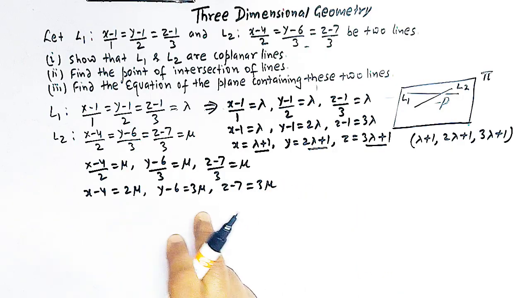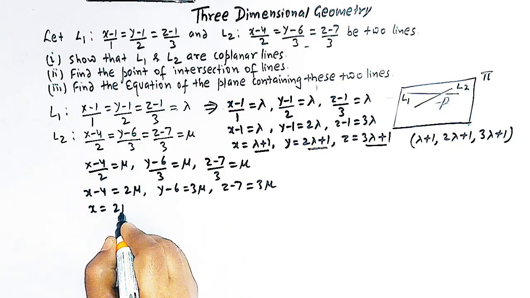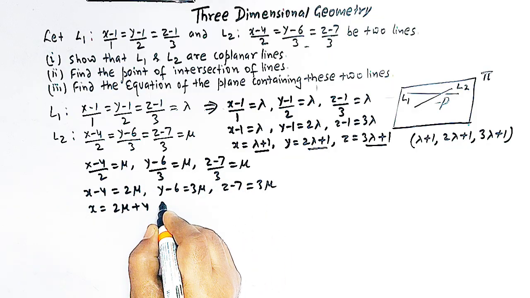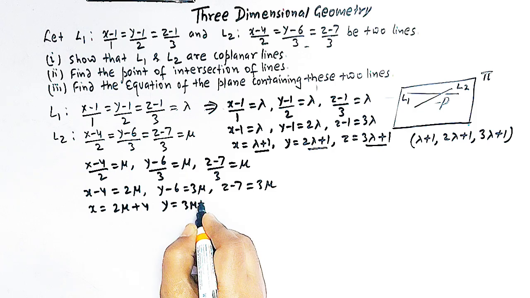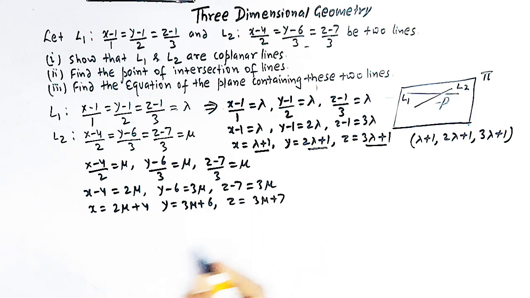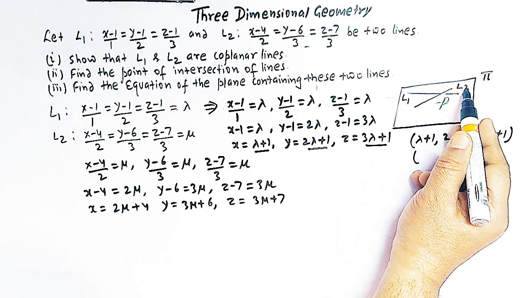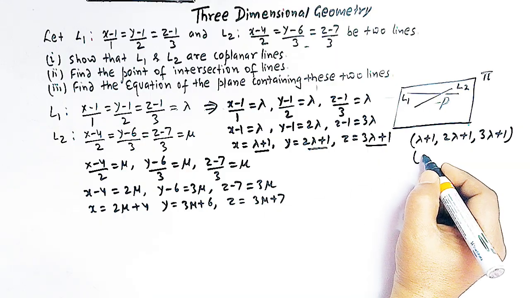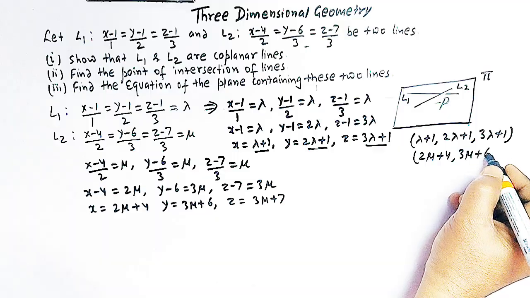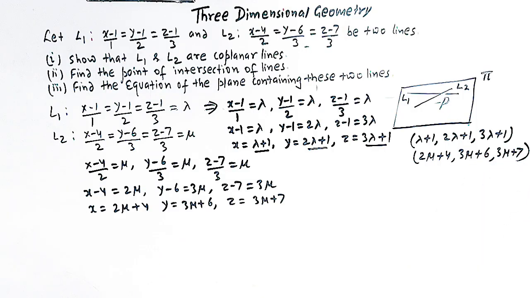So the coordinates of the general point lying on this line L2 are given by 2 mu plus 4, taking minus 4 to the right hand side, and here we have 3 mu plus 6, and from here we have 3 mu plus 7. So now the coordinates of any point lying on this line L2 are given by 2 mu plus 4, then 3 mu plus 6, and here we have 3 mu plus 7, right?